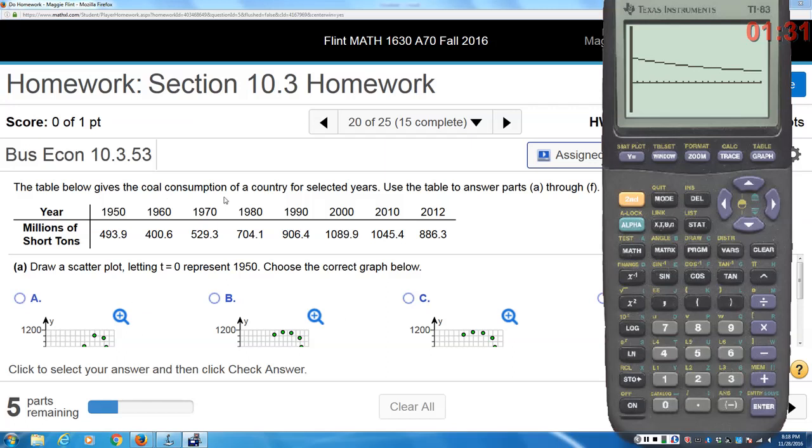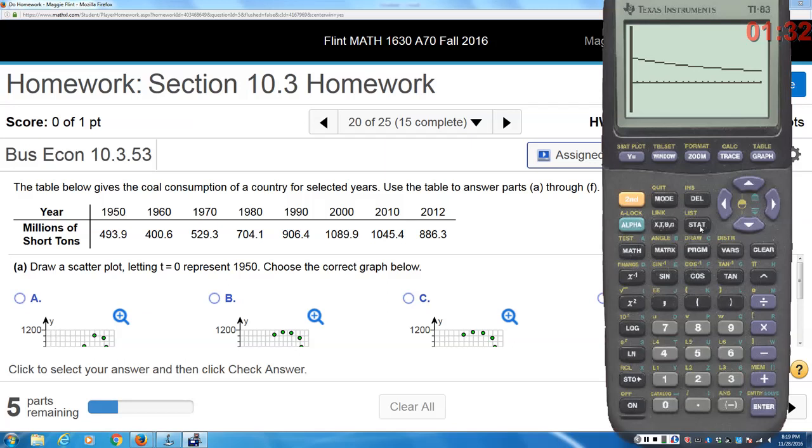This says the table gives coal consumption of a country for selected years. So use the table to answer parts A through F. You're going to have at least a couple of these on the final exam. It may or may not be for the same kind of function, but you'll have a table where it says use this data to make a scatter plot. This is how you do that. I'm going to show you. You have to use the calculator. There's no other way to do it.